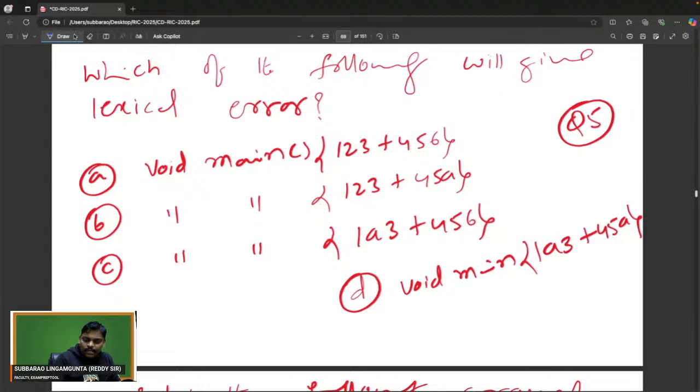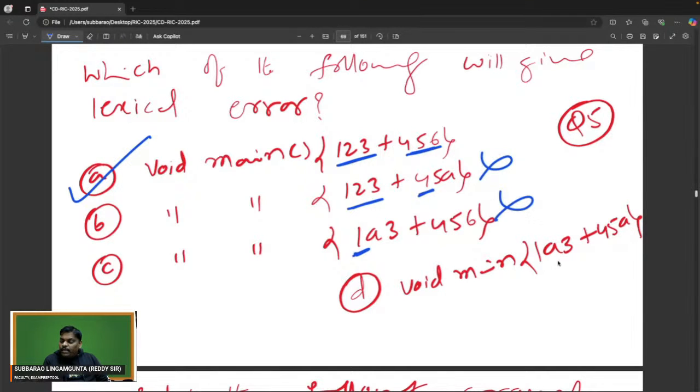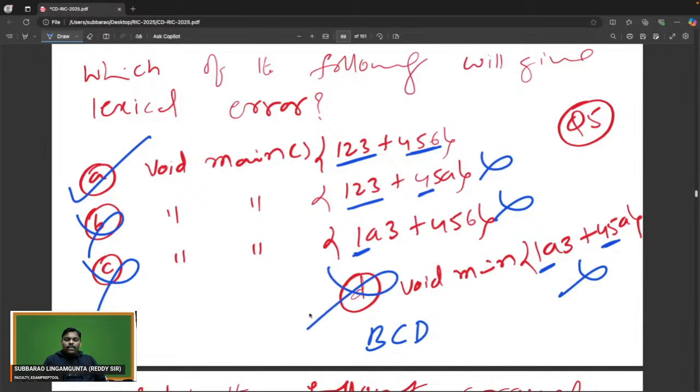So if you see this one, it is a constant. It is also a constant. Adding two constants, no problem, it won't give an error. Next one, 123... 1A3 starting with a digit, so it will give an error. Next one, in void main, it is also starting with a digit, so it will also give an error. So the answer is BCD. BCD will give an error.